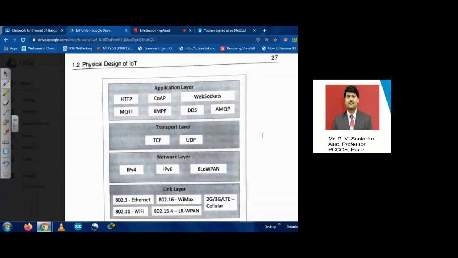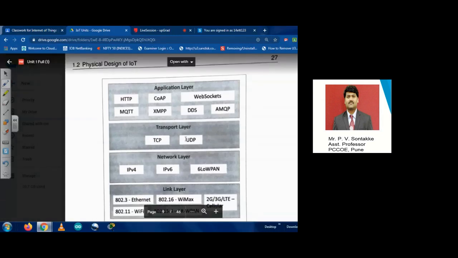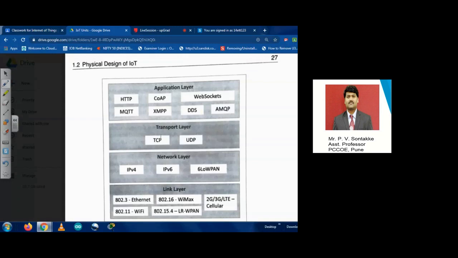Okay, and if I'm talking about the transport layer, these are the two widely used transport layer protocols. In TCP/IP also we are using the same kind of protocol. TCP stands for Transmission Control Protocol. UDP stands for User Datagram Protocol. These protocols are very widely used in different applications. As I said, TCP is a connection-oriented protocol. UDP is a connectionless protocol.